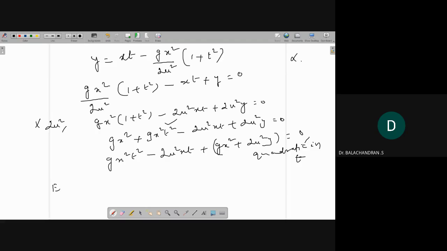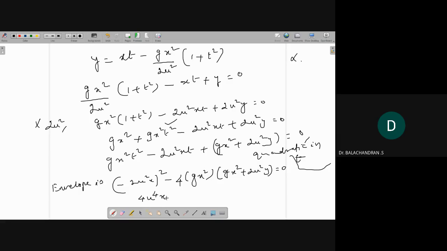So the envelope is b square, where b is minus 2 u square x, whole square, minus 4 a c, where a is g x square and c is g x square plus 2 u square y, equal to 0. Now this is 4 u power 4 x square minus 4 g x square into g x square plus 2 u square y equal to 0.